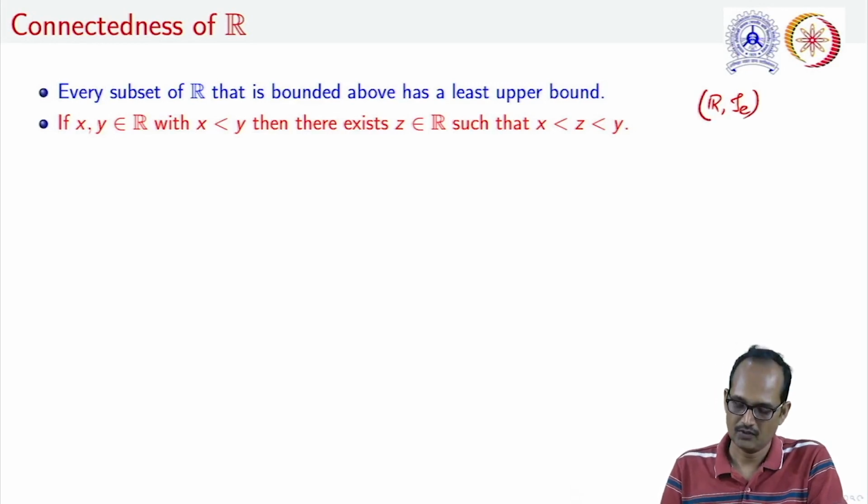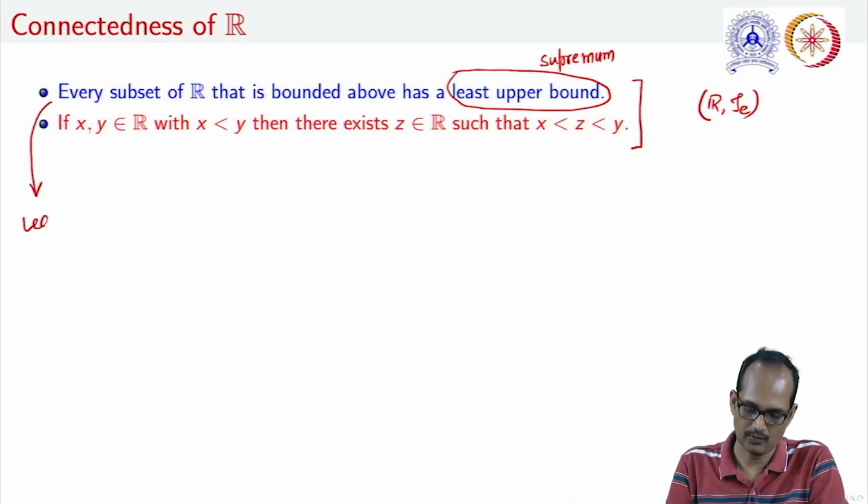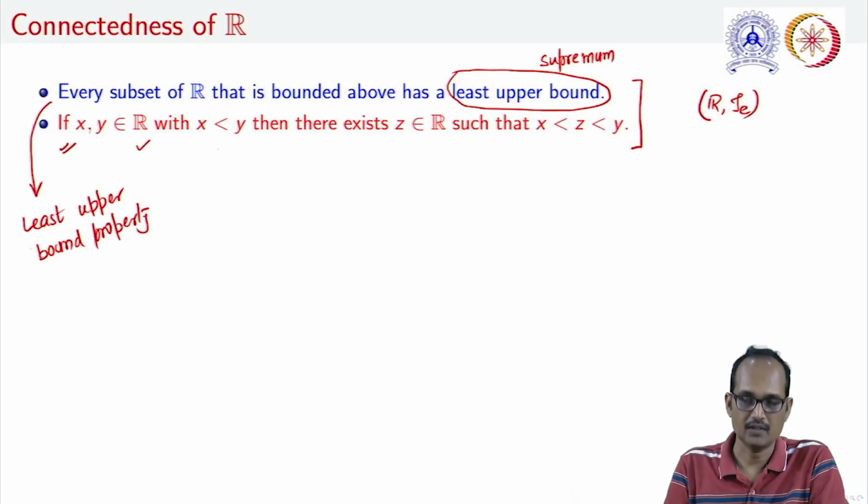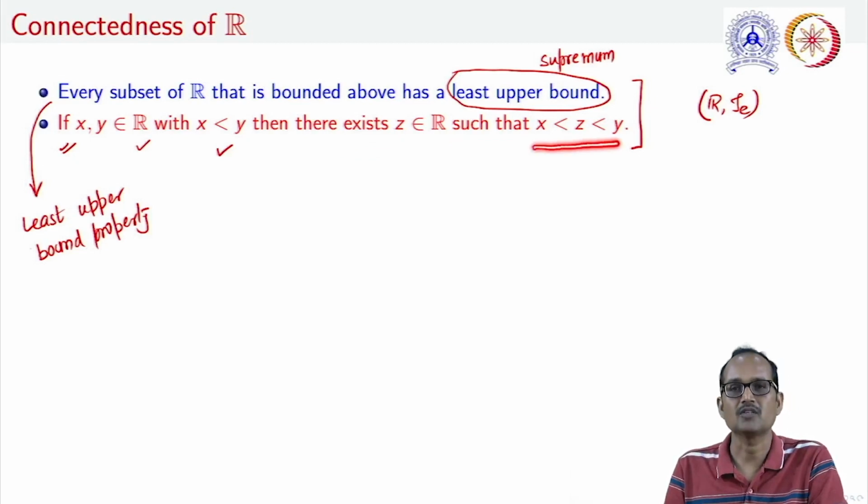is connected. In order to prove this result, we require two fundamental notions which are well known in the theory of real numbers. The first one is, if a subset of R is bounded above, it has a least upper bound, and this least upper bound is also known as the supremum. This is known as the least upper bound property. Also, the second one: if we take two real numbers x and y with x less than y, then there exists a real number z such that x is less than z less than y.